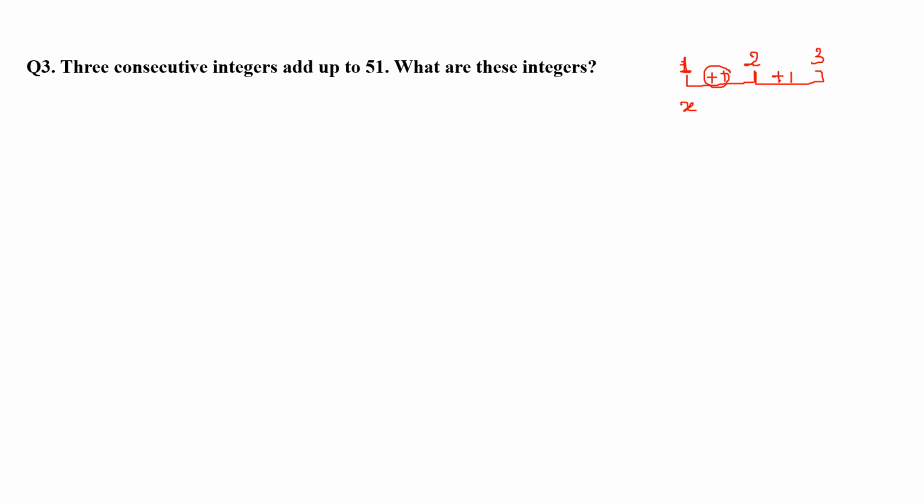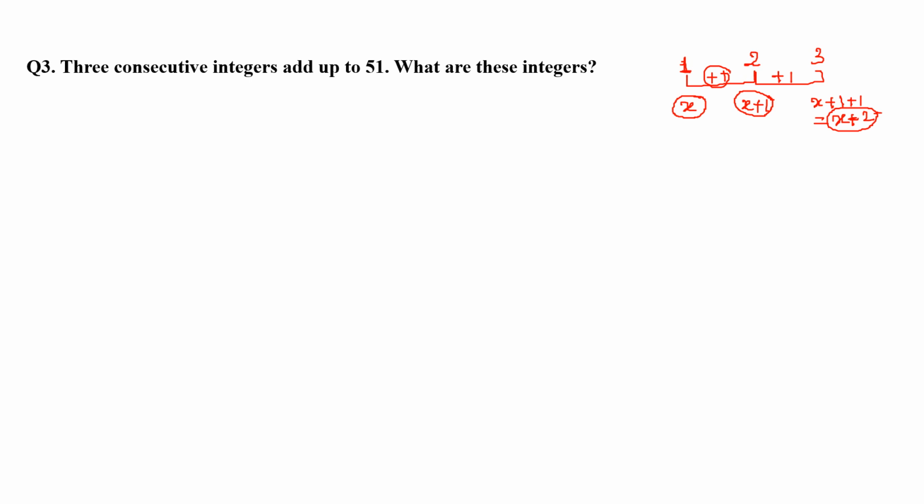So my first integer is x. If I add 1 to that, I will get my second consecutive integer. And again, if I add 1 to x plus 1, x plus 1 being my second integer, I will get my third consecutive integer, which is x plus 2. Isn't it? So from here, I came to know, if I take my first integer as x, the second consecutive is x plus 1 and the third consecutive is x plus 2.